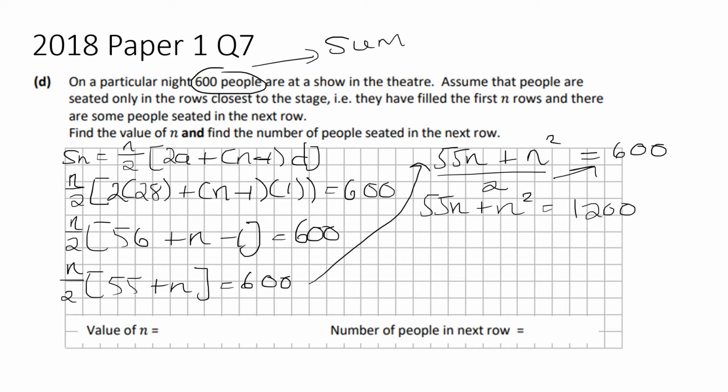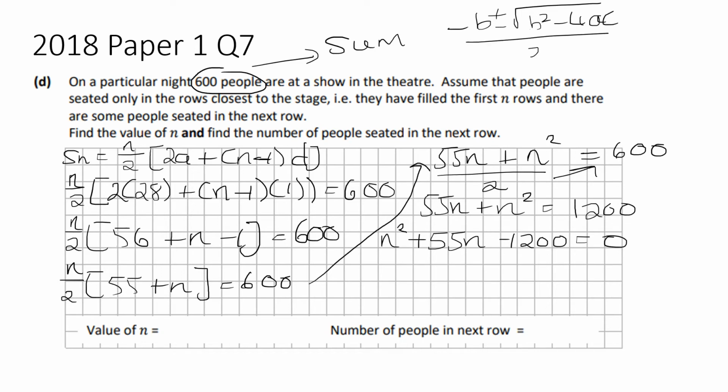Then you want to just rearrange the formula to make it quadratic. So n squared plus 55n minus 1200. What you're going to have to do then is use the minus b formula, because it's going to be very hard to know the factors of 1200. So the minus b formula is minus b plus or minus the square root of b squared minus 4ac, all over 2a. So you're going to sub in a is 1, b is 55, and c is minus 1200.